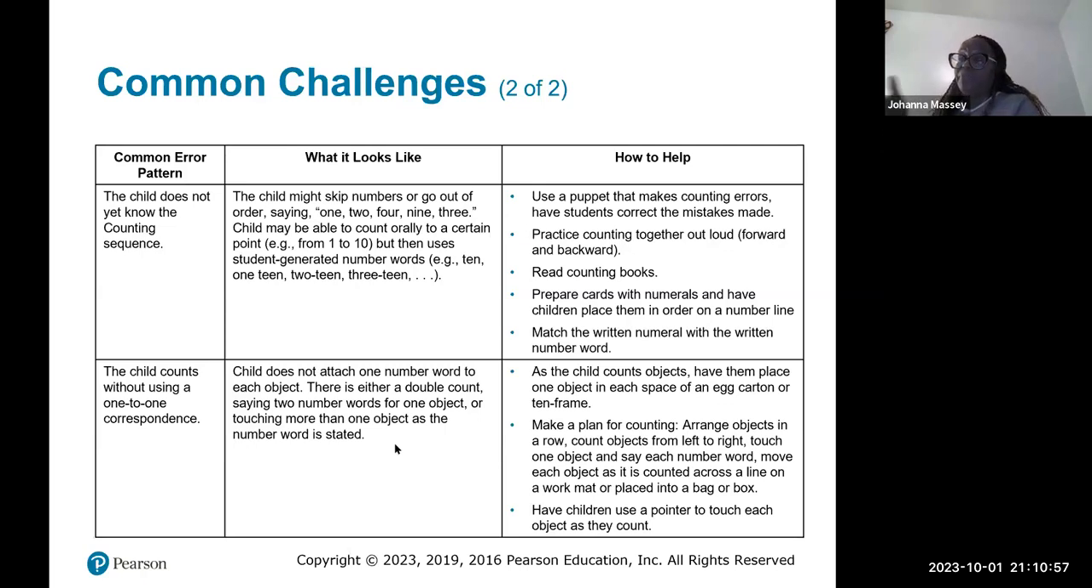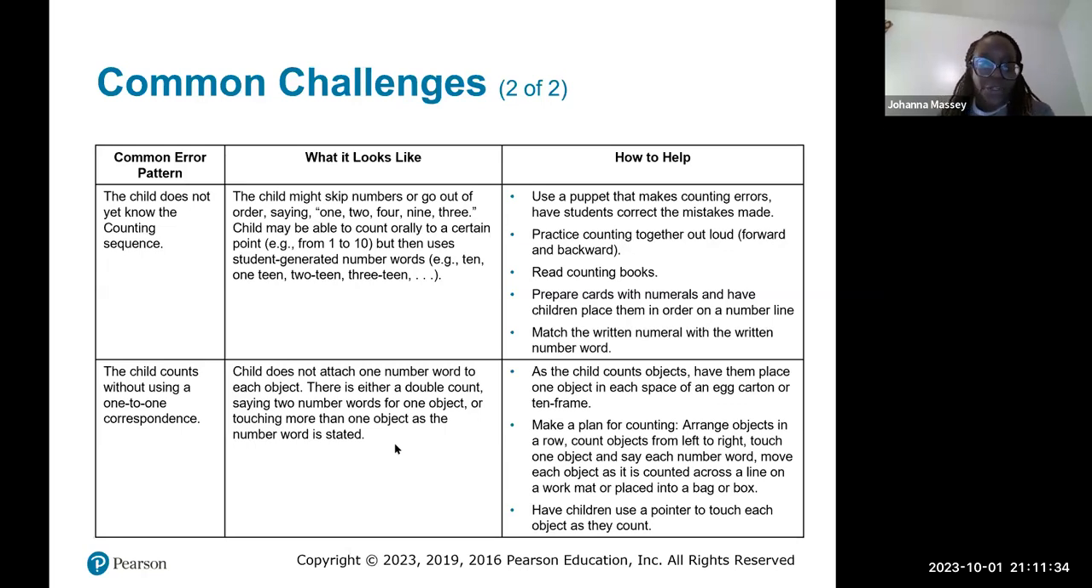Read counting books. There are several counting books. I have some. They are locked up because we had to move. But there are some counting books out there, and I could find some for y'all. In fact, I may ask you to find some. And then prepare cards with numerals and have children place them in order on a number line. Something you can do. And match the written numeral with the written number word. So you want to work on that.